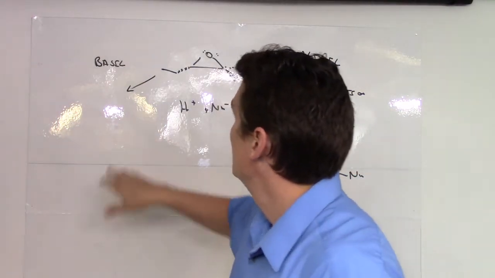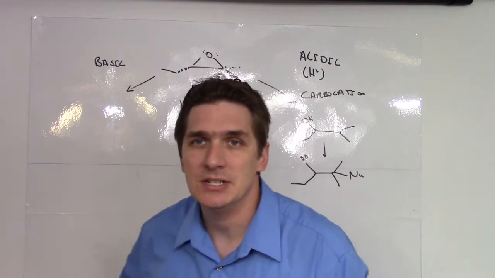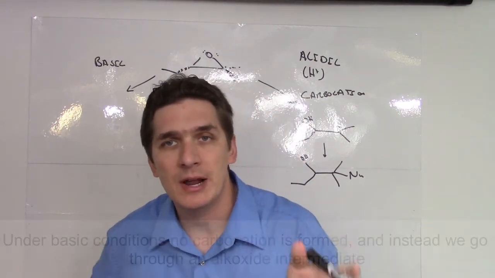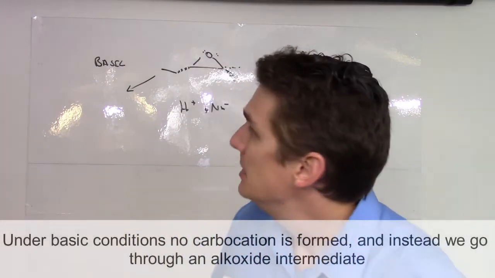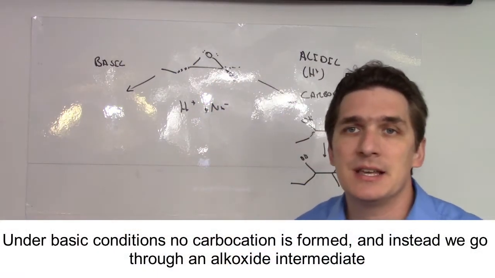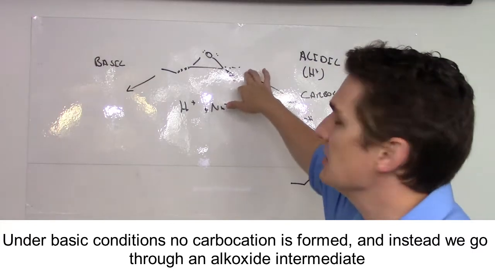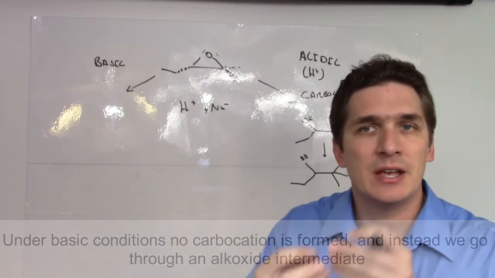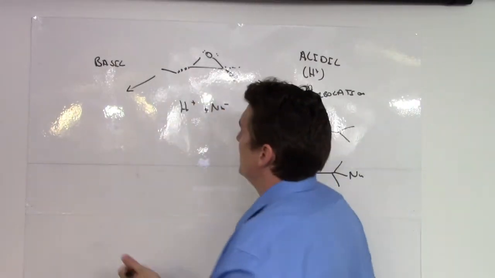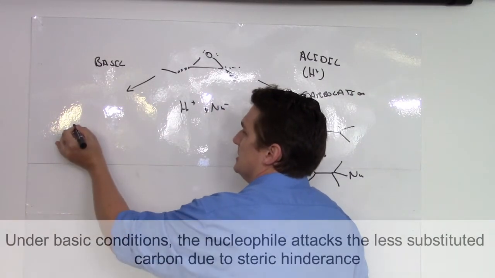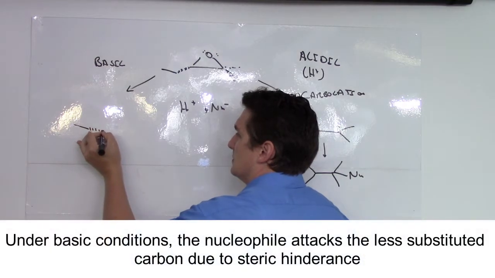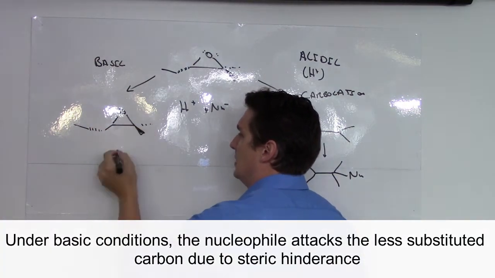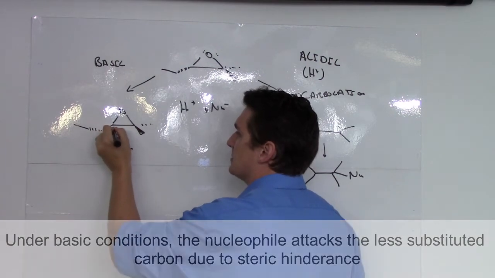How about this one? Well, if we're under basic conditions, we don't form the carbocation, and what's going to direct the reaction here is sterics. So our more substituted carbon in this case is harder to access because these methyl groups are in the way, whereas this ethyl group kind of leaves it open for attack. We've got that hydrogen kind of sitting out here. So when it comes to the basic conditions, our nucleophile attacks first.